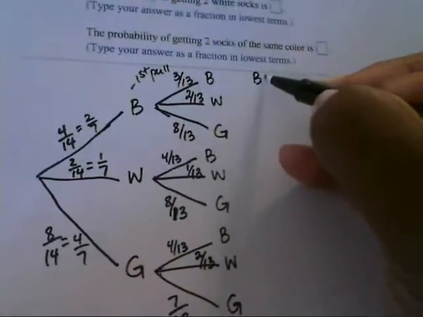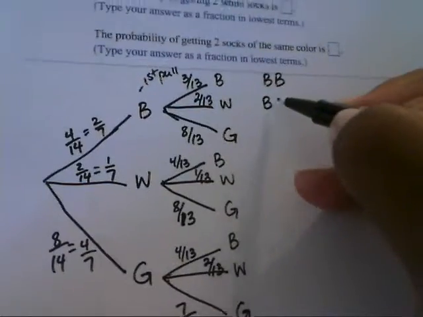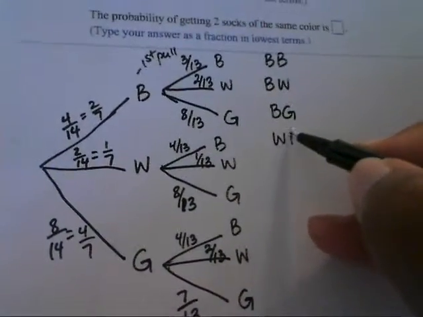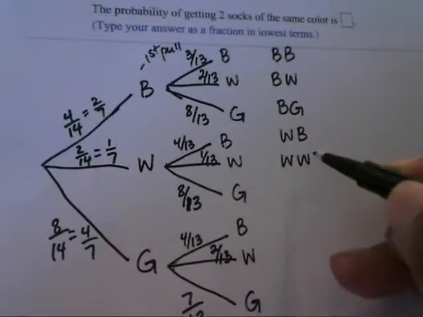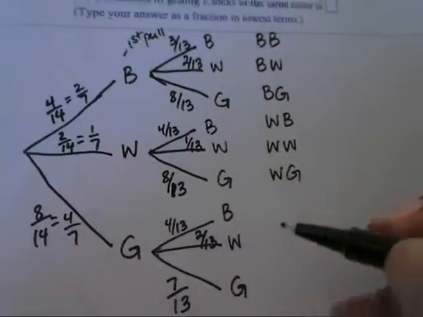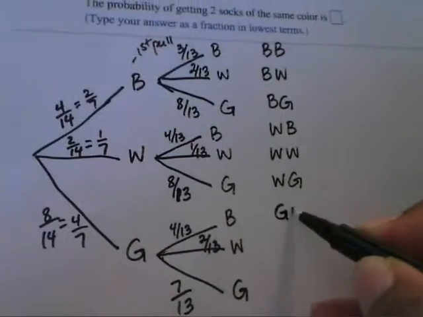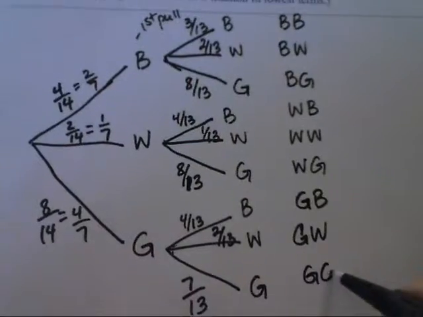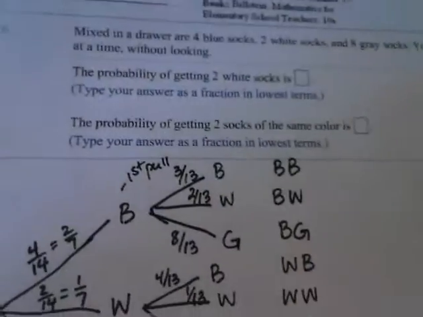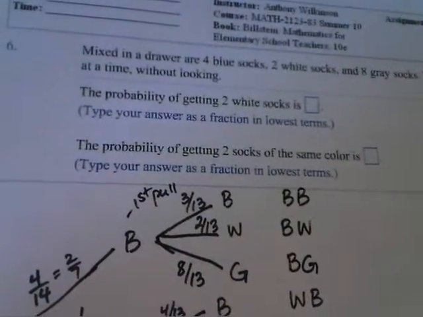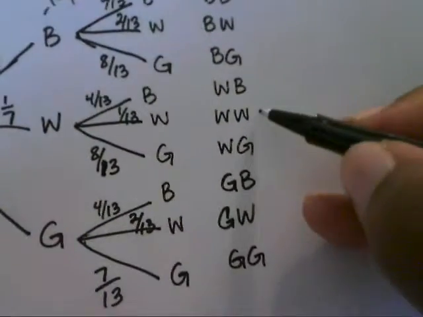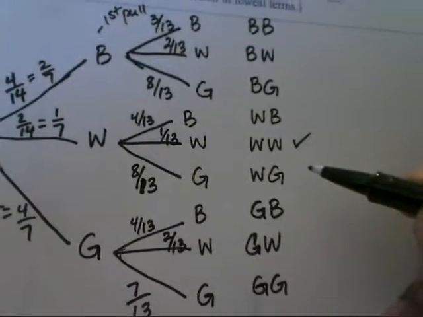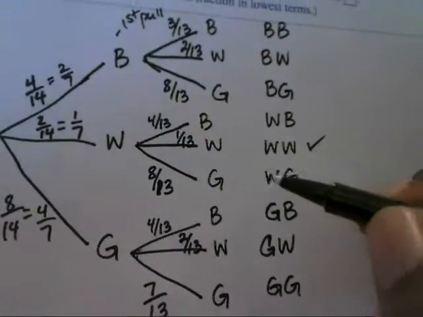Okay, and these are all the outcomes: a blue and a blue, blue white, blue gray, and then white blue, white white, white gray, and then gray and a blue, gray and a white, gray and gray. Now the problem that they're asking for is the probability of getting 2 white socks. So here we're concerned with this probability that I'm going to check off. White socks, 2 white socks.